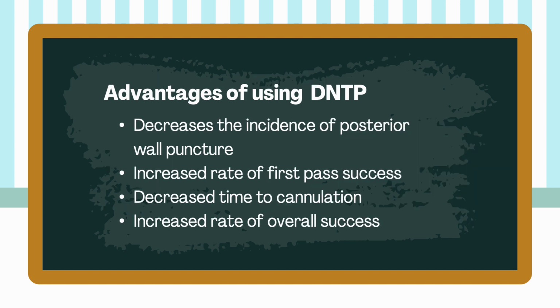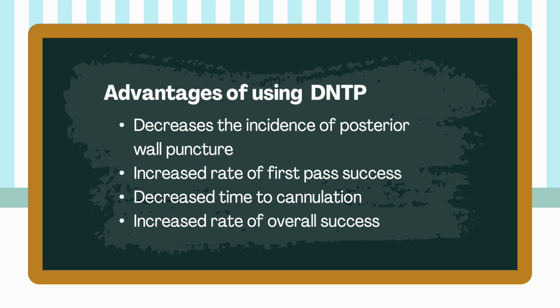Advantages of using the dynamic needle tip positioning technique include decreased incidence of posterior wall puncture and increased first pass success when compared to using traditional palpation methods and using the long axis in-plane needling. There also seems to be decreased time to cannulation and increased rates of overall success in difficult cannulations when compared to using both the traditional techniques and long axis in-plane techniques. This only applies to difficult cannulations.